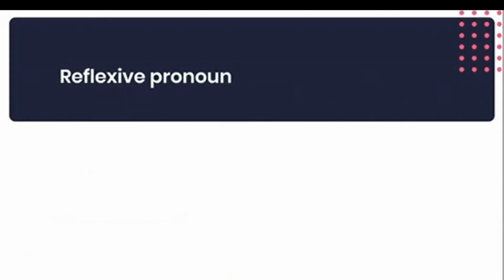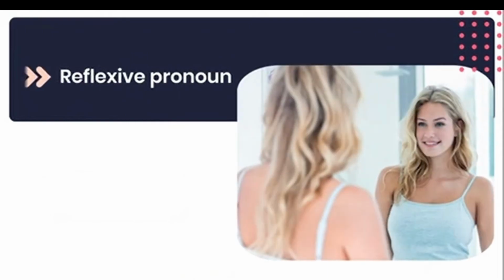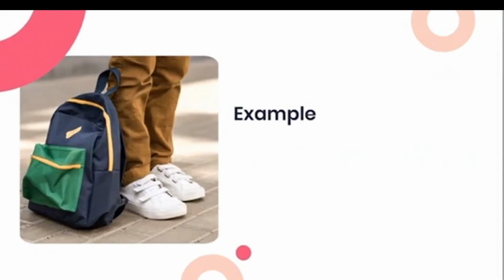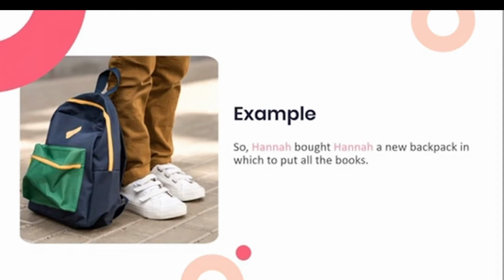Now the next type of pronoun is the reflexive pronoun. This pronoun is used to replace the object of the sentence when the subject and object of the sentence refer to the same thing. For example, we can look at this sentence. So, Hannah bought Hannah a new backpack in which to put all the books.